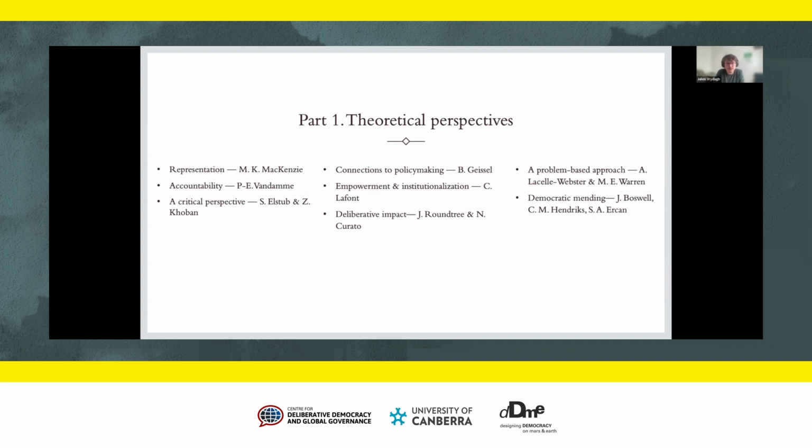And then finally, John Boswell, Caroline Hendricks, and Selene Erkan discussed the concept of democratic mending, which they developed in one of their books. And they basically seek to integrate citizens' assemblies within that concept of democratic mending. So that's the first part, theoretical perspectives.